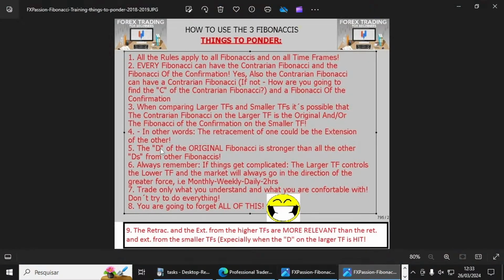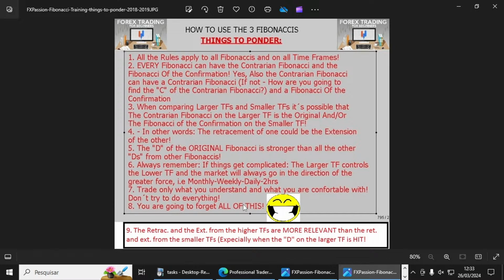Next, the capital D of the original Fibonacci is stronger than all the other Ds from other Fibonaccis. We're going to get there in the future lessons. Always remember, if things get complicated, the larger time frame controls the lower time frame, and the market will always go in the direction of the greatest force. Monthly, weekly, daily, and then the 2 hours. Trade only what you understand and what you're comfortable with. Don't try to do everything.